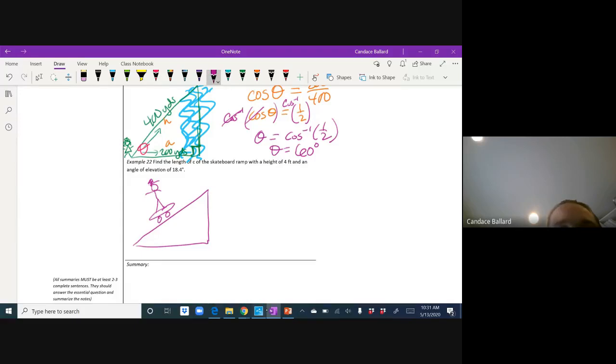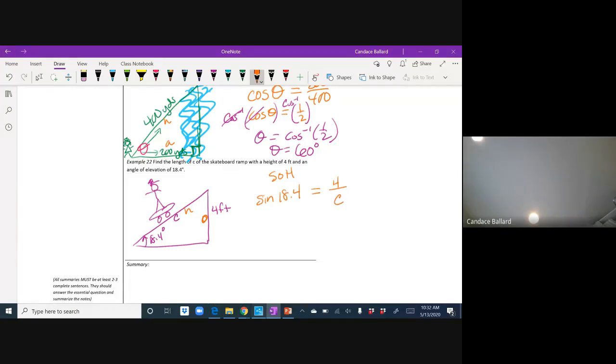All right, so find the length C of the skateboard ramp. So the skateboard ramp is C with a height of 4 feet and an angle of elevation, so my angle up is 18.4 degrees. All right, so again, I'm looking at the parts that I have and that I need. I have an opposite and I have a hypotenuse, and I know that that is the SO part of SOHCAHTOA. So I'm going to write that I have the sine of 18.4 equals the opposite 4 over the C.